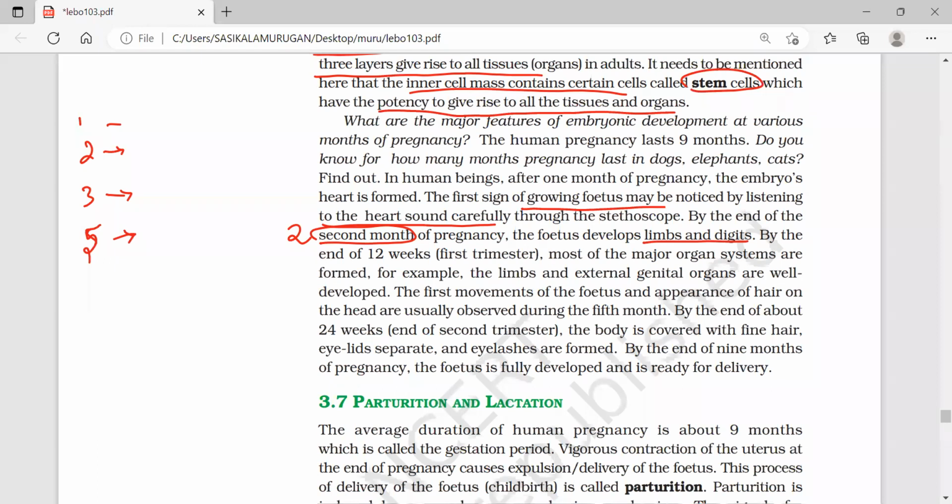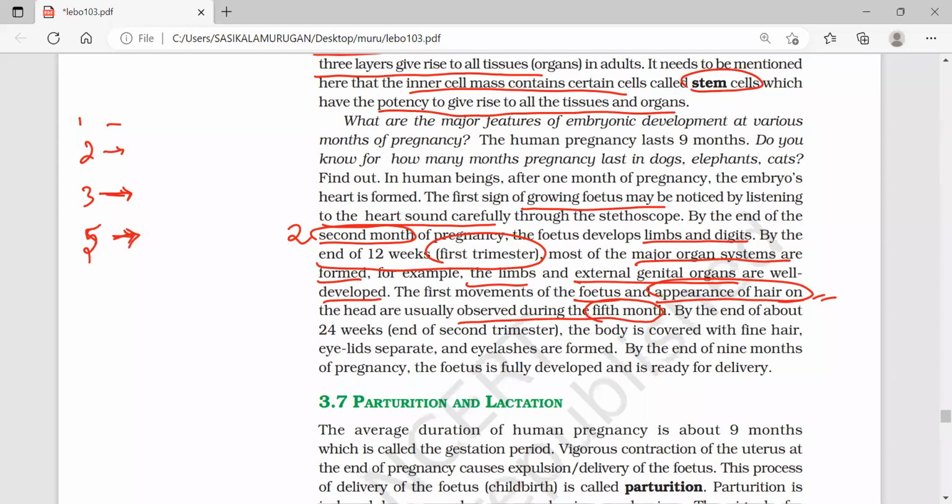By 12 weeks, the first trimester, which means 3 months, most of the major organ systems are formed. For example, limbs and external genital organs are developed. The first movement of the fetus and the appearance of hair on the head are usually observed during the 5th month. You should know what processes take place in the 5th month. Appearance of hair on the head, note this down. If they ask in which month hair grows, it is the 5th month.